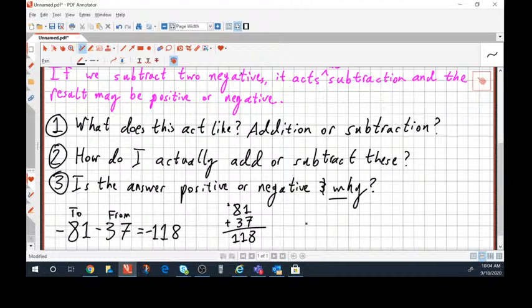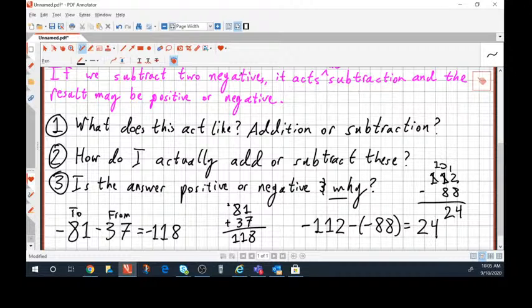What if I had negative 112 minus a negative 88? Let's ask the three questions. What does this act like, addition or subtraction? It acts like subtraction, because when I subtract a negative from a negative, it acts like subtraction. So now, number two, how do I actually add or subtract these? 112 minus 88. Got to borrow from there. 12, 11, 10, 9, 8, 7, 6, 5, 4. Got to borrow there. That becomes 10. That's a 2. So the answer is 24.